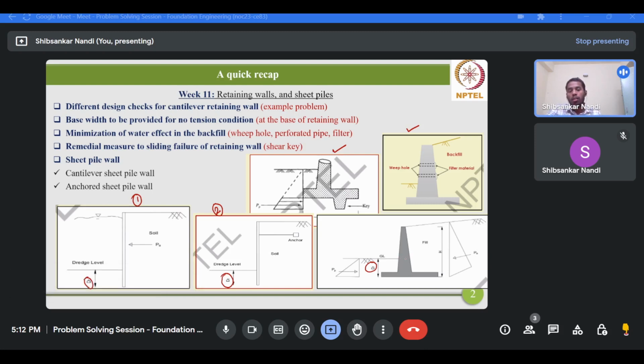So retaining wall is a rigid kind of wall, so its depth of embedment is less, whereas the sheet pile wall is a flexible type of wall, so therefore we have to basically embed this kind of wall to a higher depth so that it can be safe against the earth pressures which are exerted by the backfill material.